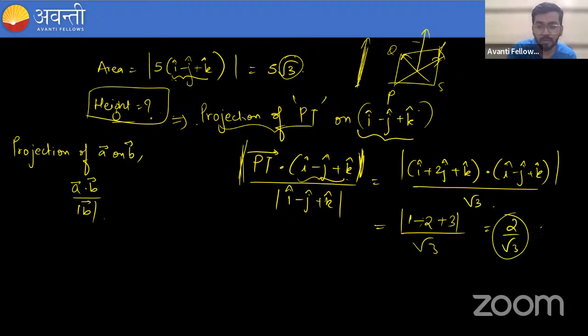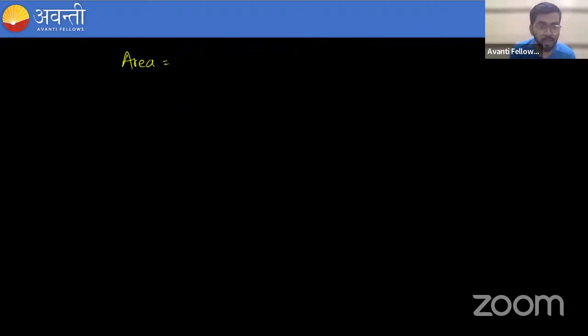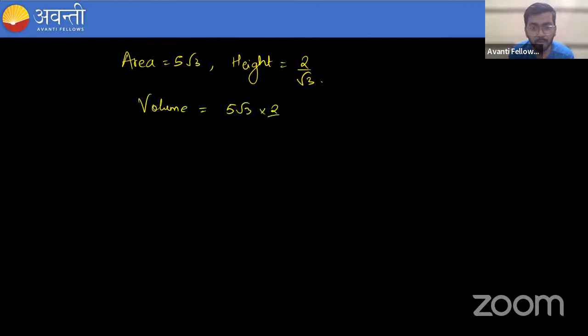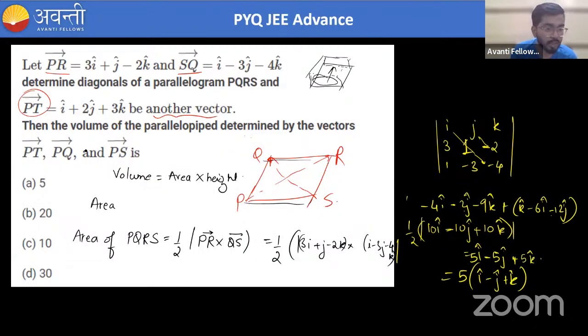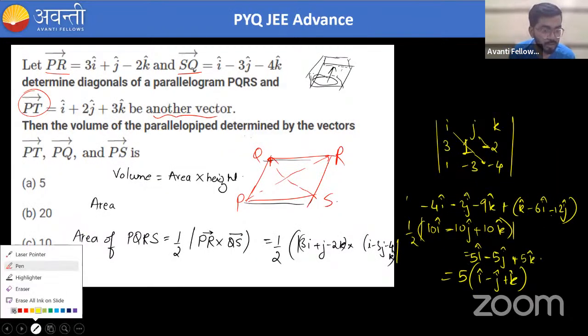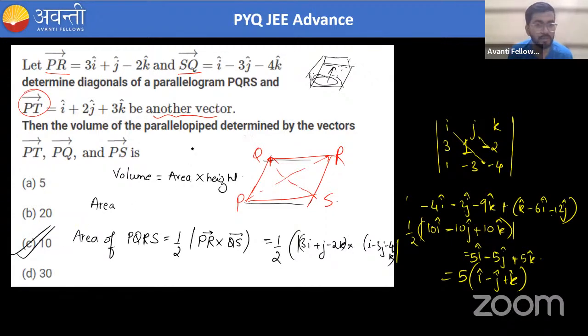So we know the height now, right? Our area value was 5 root 3. Our height came out to be 2 by root 3. So the volume will be 5 root 3 into 2 by root 3, which comes out to be 10, right? So we have found the volume which was asked in our question, and the answer to this question is option C.